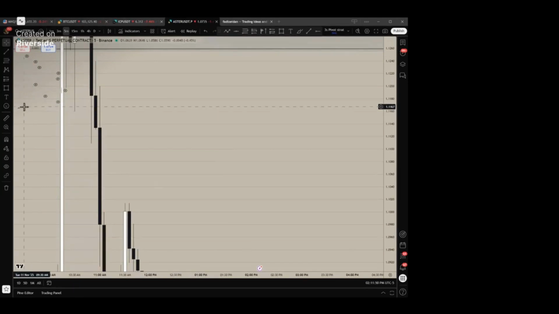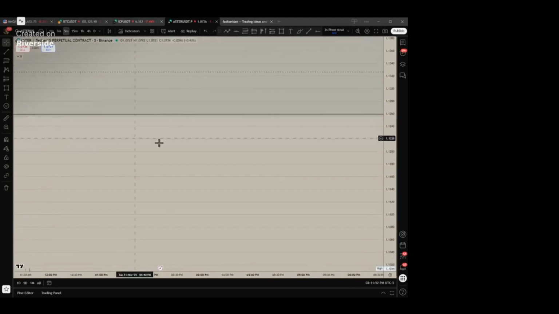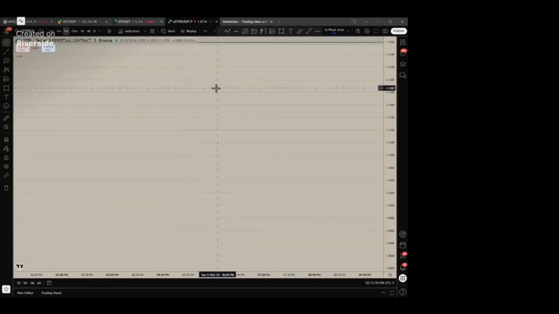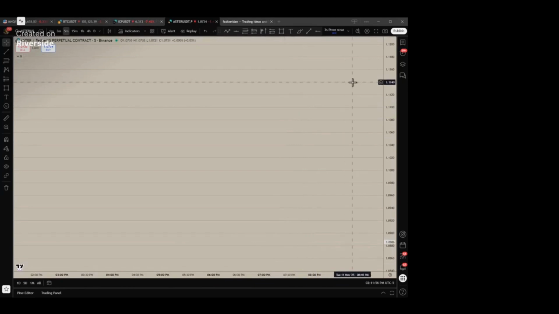No, no, no. You're all wrong, buddy. I don't know where you got that from. That's absolutely wrong. That's not how you do anything with an order block. Well then, I guess I've been identifying order blocks totally wrong.